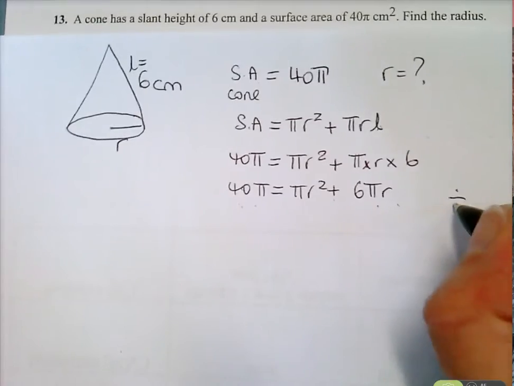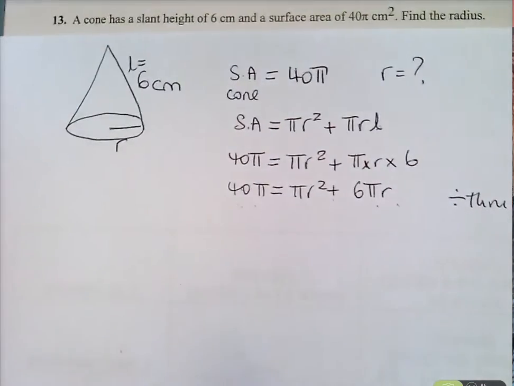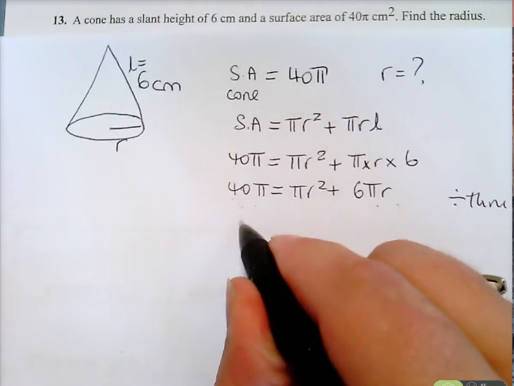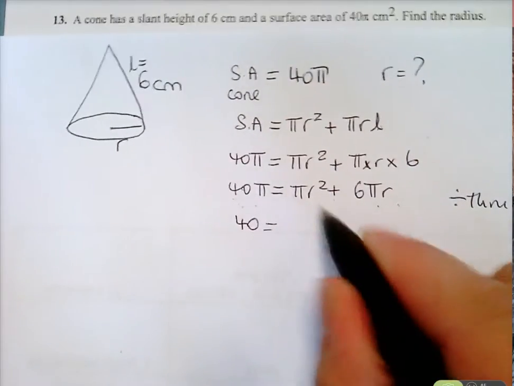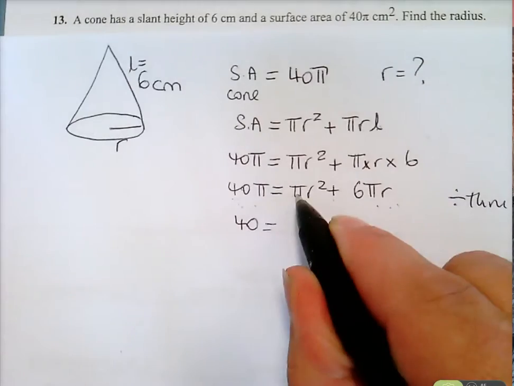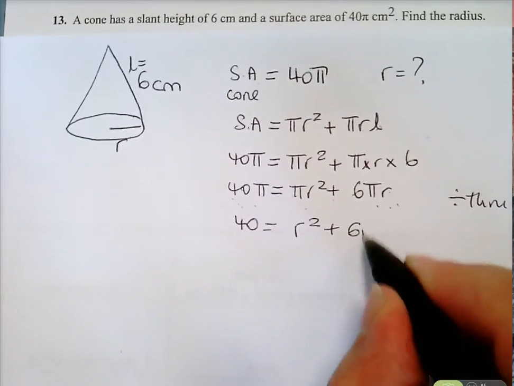So I'm going to divide through by pi. If you've got a balanced equation, you can divide both sides by something. So I'm dividing this side by pi. What do I get? When I divide this side by pi, I'm dividing both of them by pi. So divide that by pi and I get r squared. Divide this by pi and I get 6r.